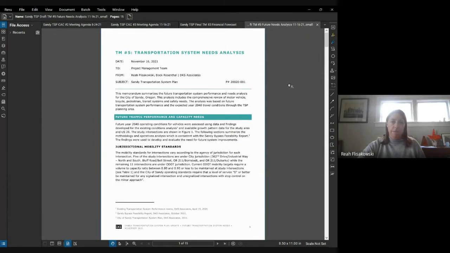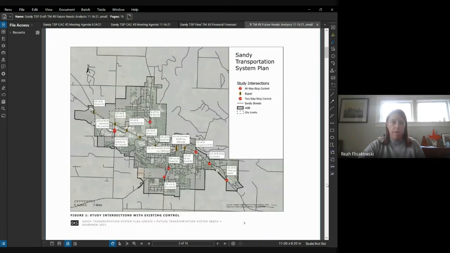So yes, Tech Memo 5 is the future needs analysis. We are taking a look at the existing condition needs and the future needs and assembling them all together, so we know what is going to be needed in the next 20 years. I'll just walk through this a little bit with you guys. Here's a summary of the study intersections that we're focused on for the TSP update. These are consistent with the intersections in the current TSP, except we did add US 26 at Vista Loop, both west and east, on the east side of the city.